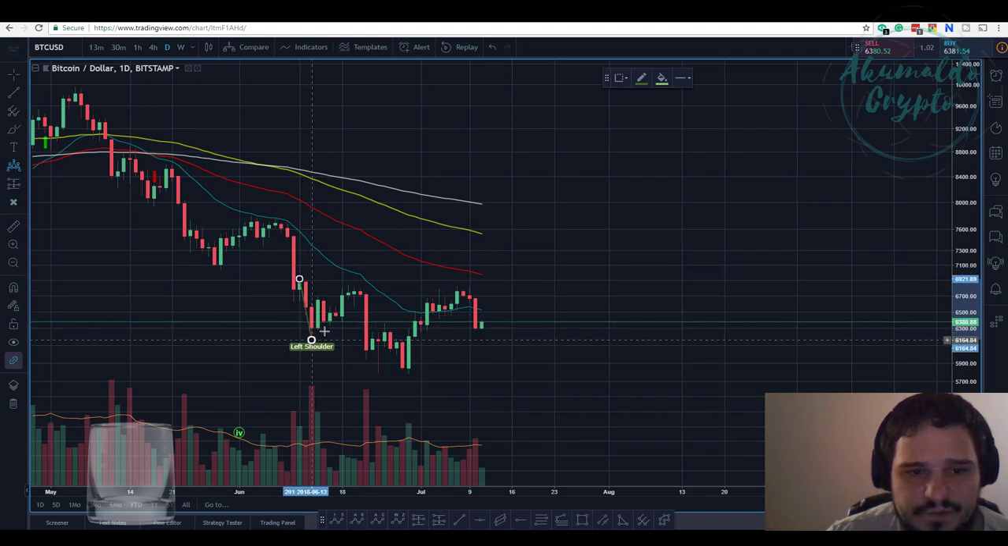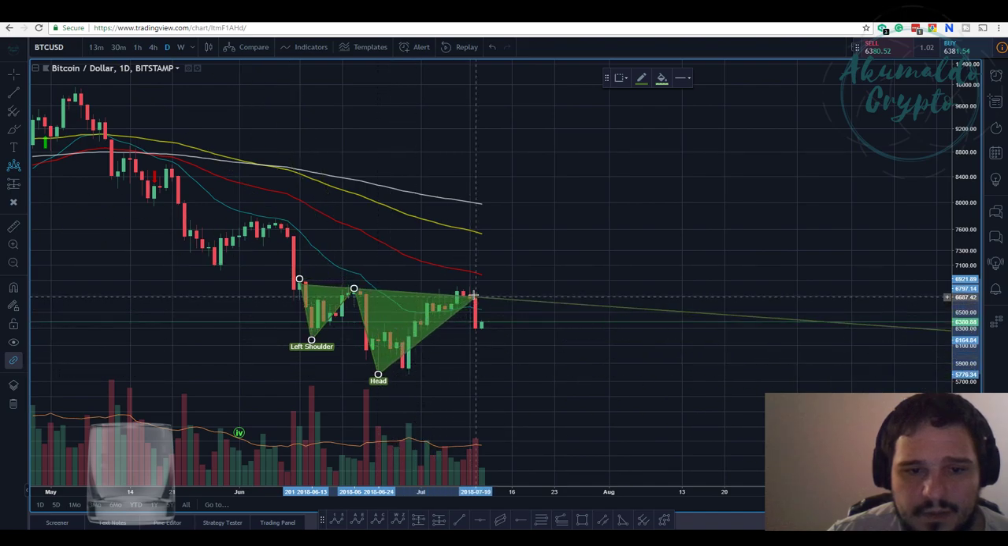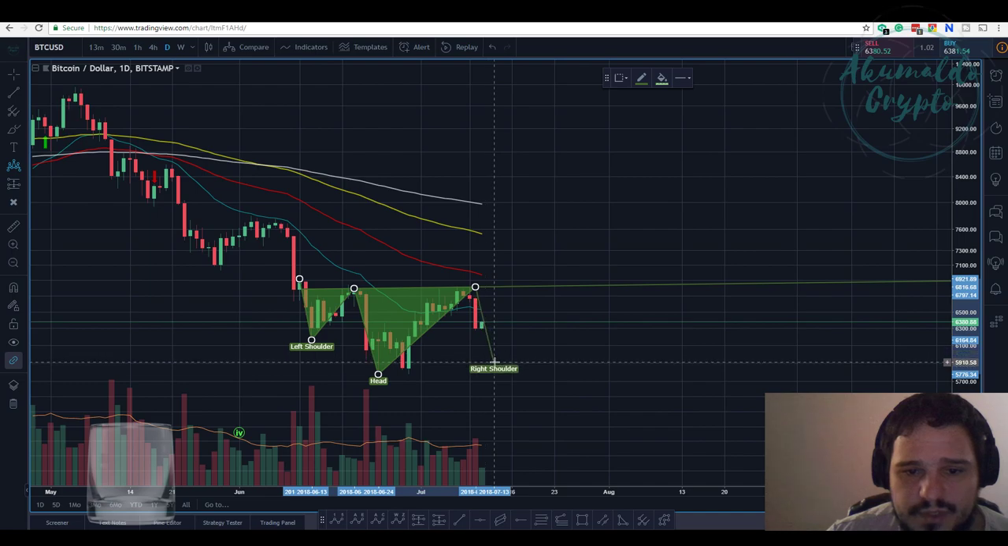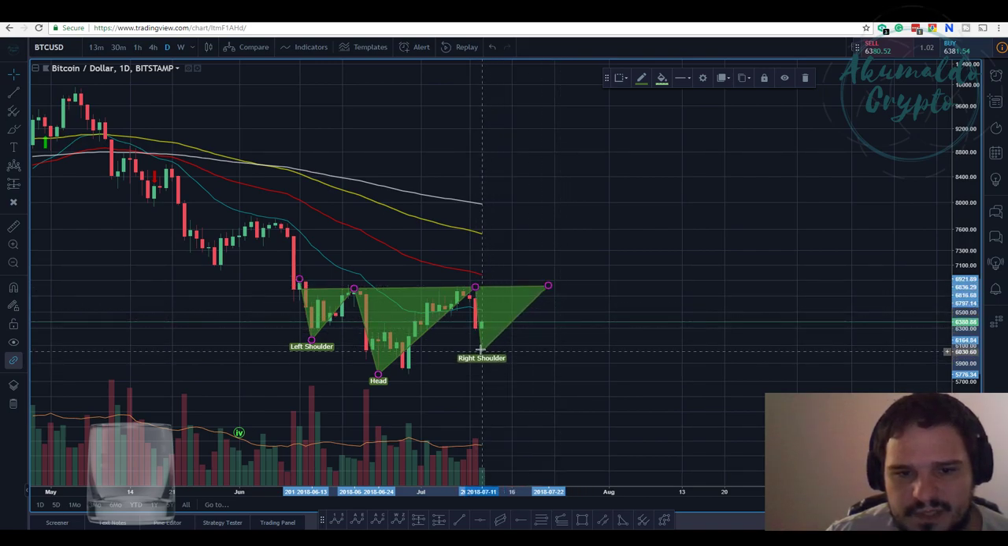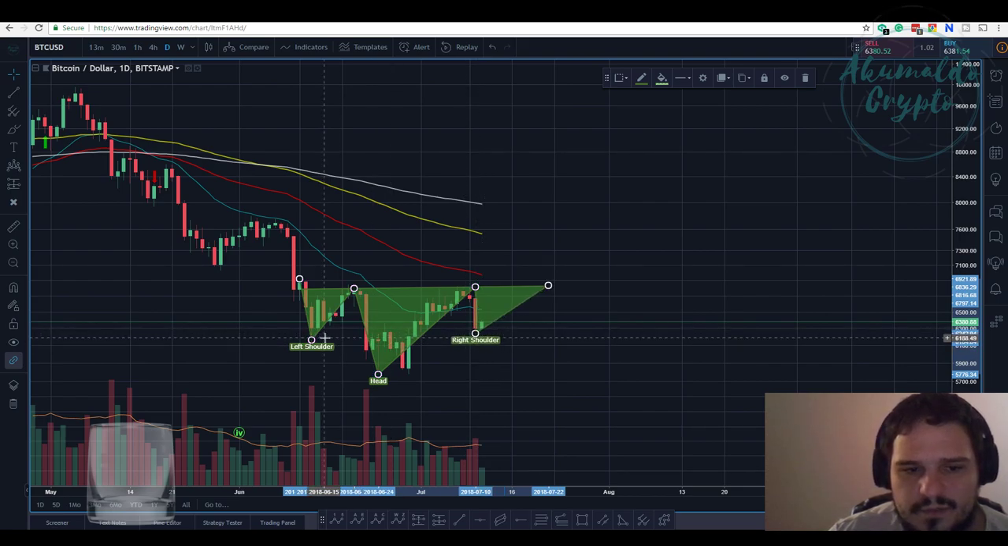This will be the left shoulder. The head. Left shoulder there. Then we need to put in this right shoulder, okay? I'm not drawing it correctly. Yeah, it's supposed to be something like this. Okay? Right shoulder. I'm sorry.